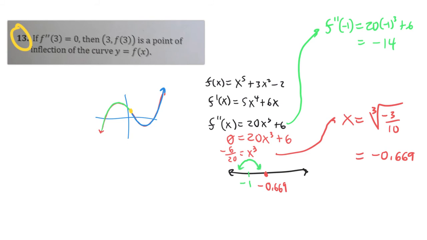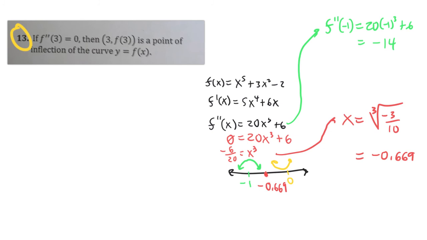So that's negative, which means it's concave down here. Now, if I do a test value of 0 and plug in 0 here, you can kind of see already it's just going to be 6, right? So that's going to be concave up right there. So what we have proven with this sign chart is that without question, there is a point of inflection associated with -0.669.